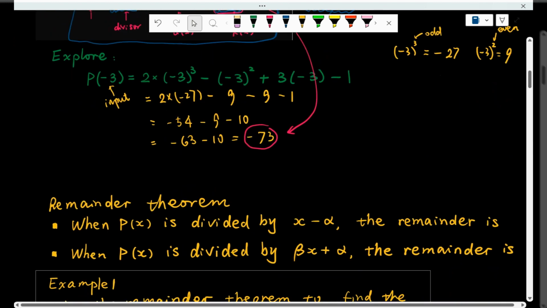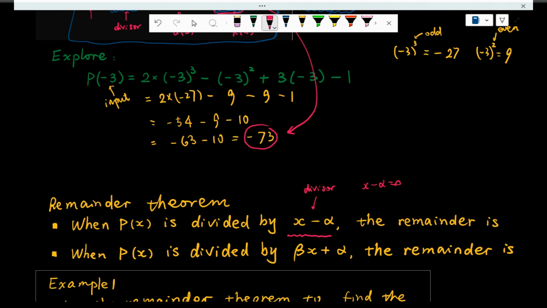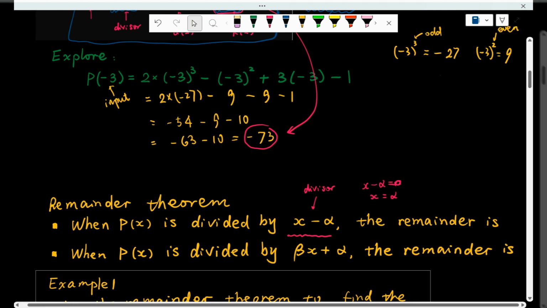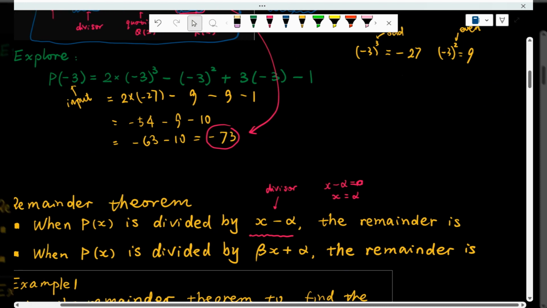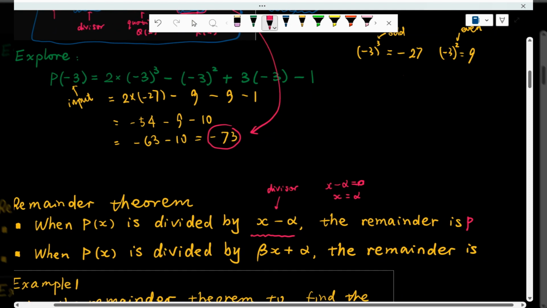So when p of x is divided by x minus alpha, here x minus alpha is the divisor. Then we are going to let the divisor be 0 and find a value of x, which is alpha. And then the remainder will be the output p of alpha. So just substitute alpha into the polynomial.